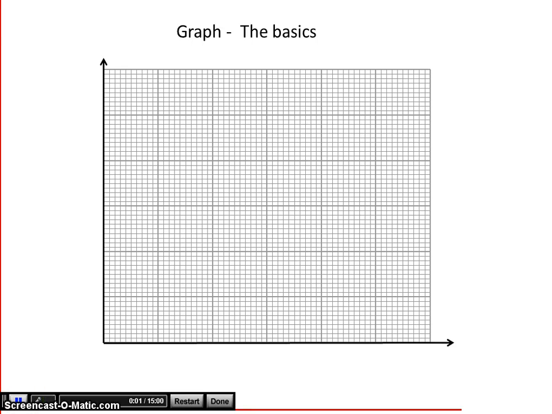Hi students. So the last part of graphing skills, of this graph lesson, is to just tell you more about best fit lines or curves.